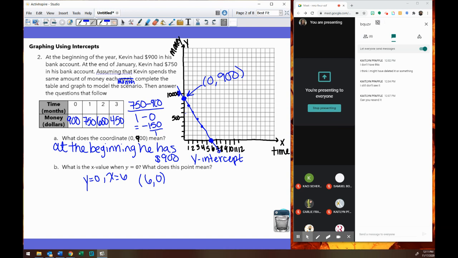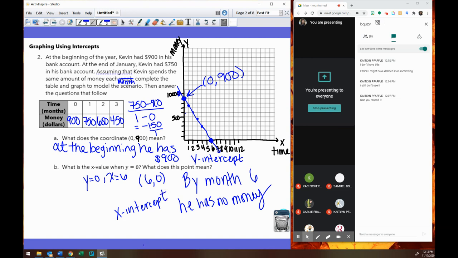What does that point tell us about the problem? When it was 6 months, we had $0. Right. By month 6, or by June, or at the end of 6 months, he has no money. So he has to figure out a better way to budget, basically. Okay? That's your x-intercept. That point where your graph crosses the x-axis, where your y value is 0, is known as your x-intercept.